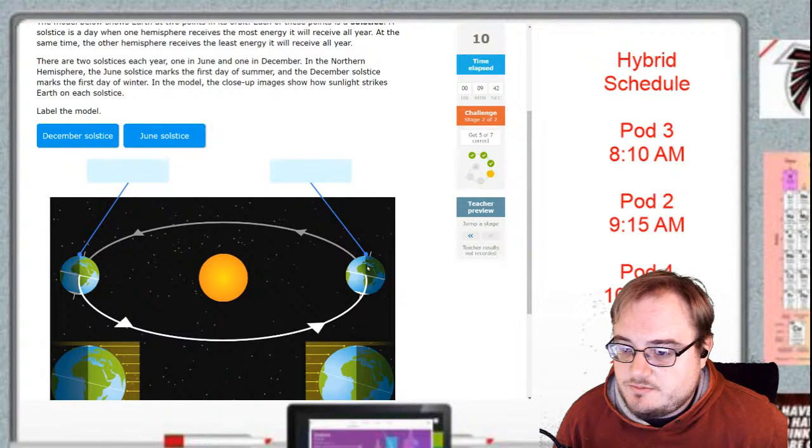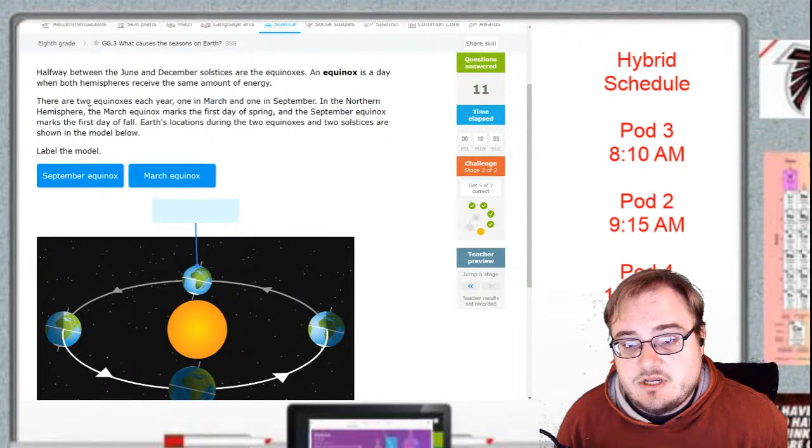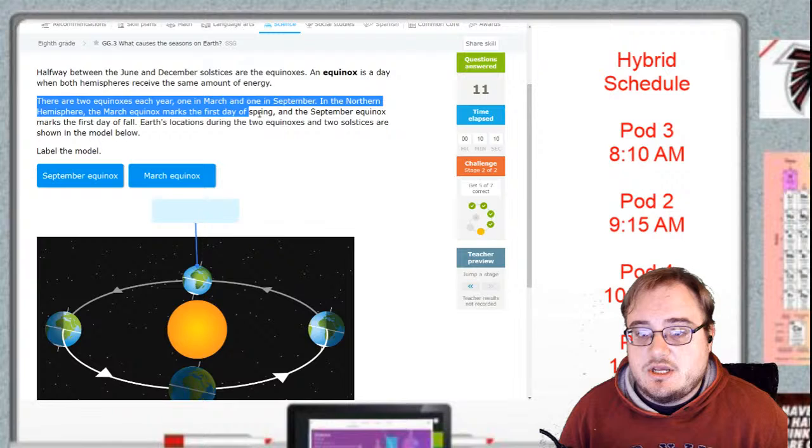Halfway between June and December solstices are the equinoxes. An equinox is a day when both hemispheres receive the same amount of energy. There are 2 equinoxes each year, one in March, one in September. In the northern hemisphere, the March equinox marks the first day of spring, or the vernal equinox. And the September equinox, the autumnal equinox, marks the first day of fall.